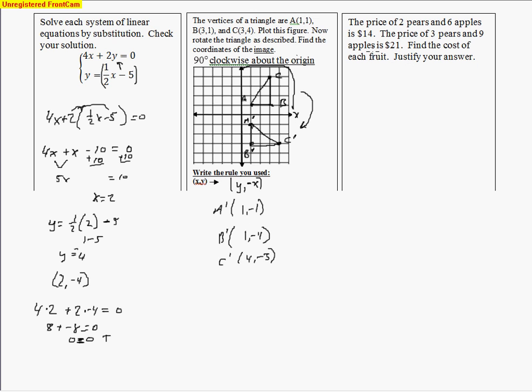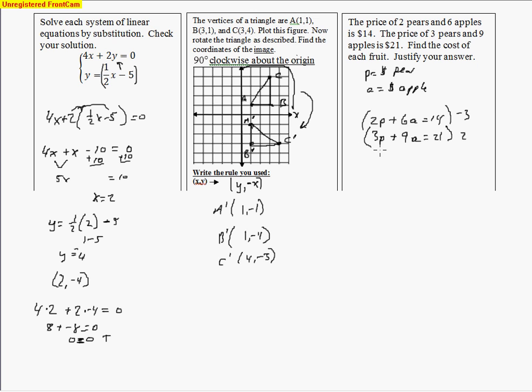So looking at this one, it says the price of 2 pears and 6 apples. So let's say P equals the cost of a pear, and we'll say A equals the cost of an apple. And so we've got 2 pears plus 6 apples is $14. Price of 3 pears and 9 apples is equal to $21. And so now, to find out what the value is, I'm going to multiply this equation by, let's go with negative 3, and this one by, let's go with positive 2, just to cancel out the p's.